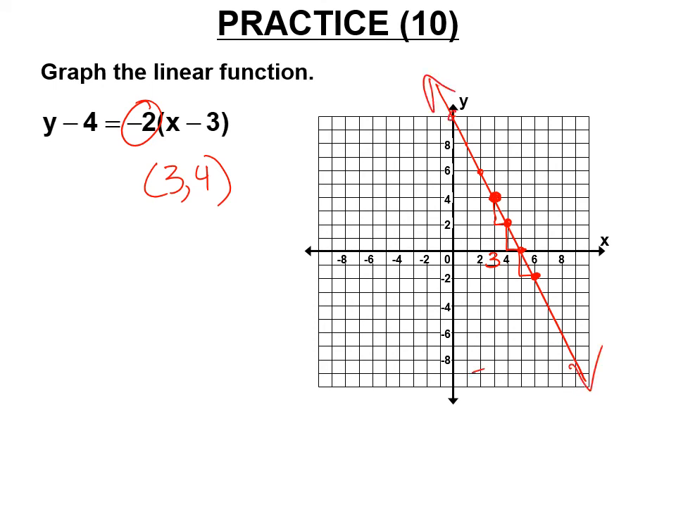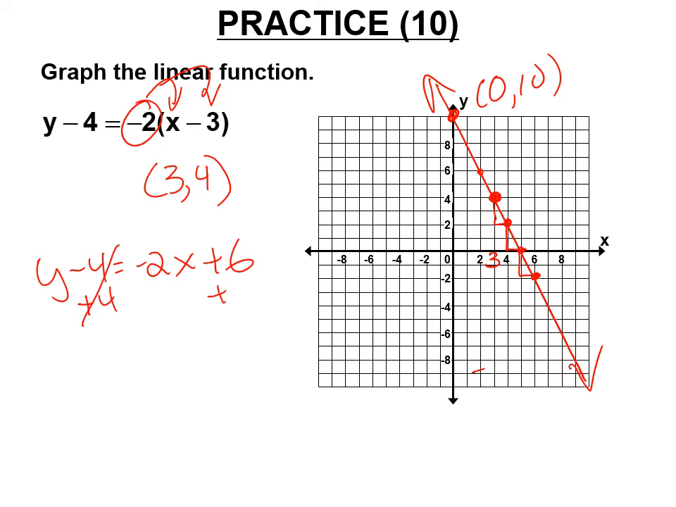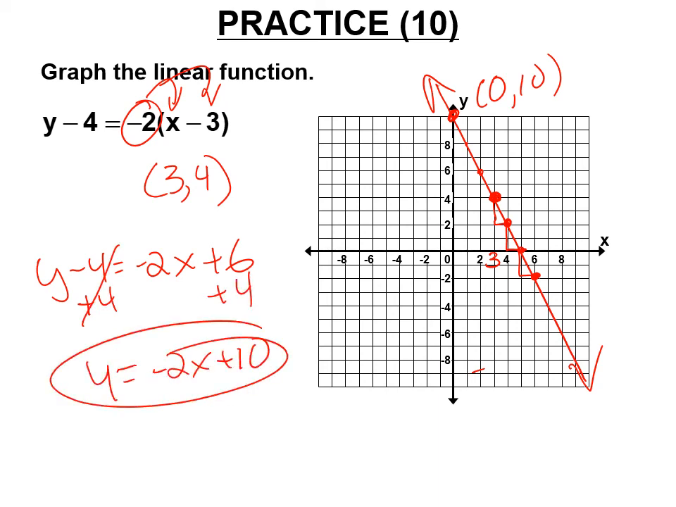Now notice there's the y-intercept, 0, 10. I'm going to double check to see if that is correct. How am I going to double check it? I'm going to convert it to slope-intercept. Y minus 4 equals -2x plus 6. Add 4 to both sides. Yeah, I get y equals -2x plus 10. Yeah, the y-intercept was 0, 10.